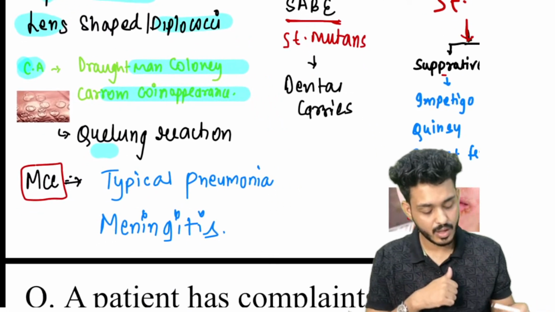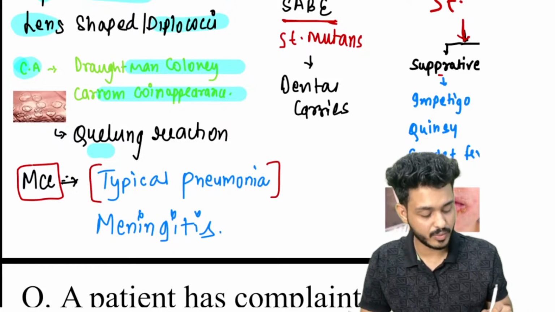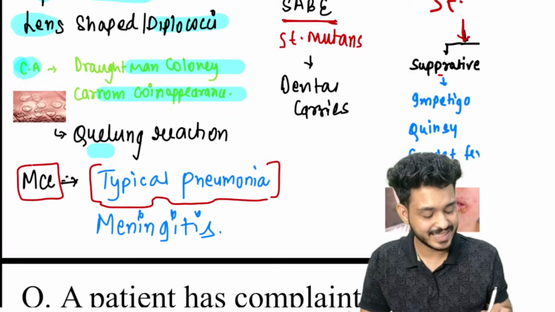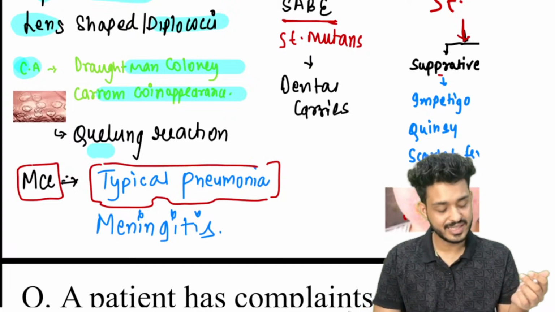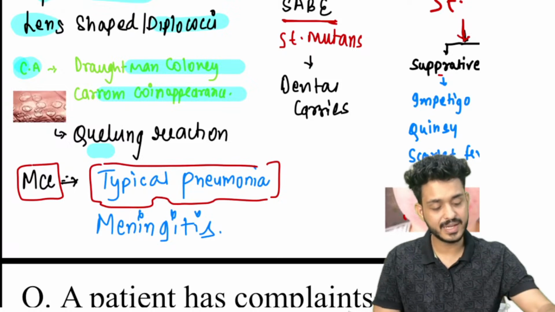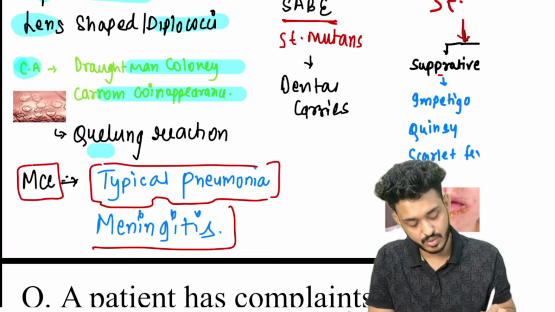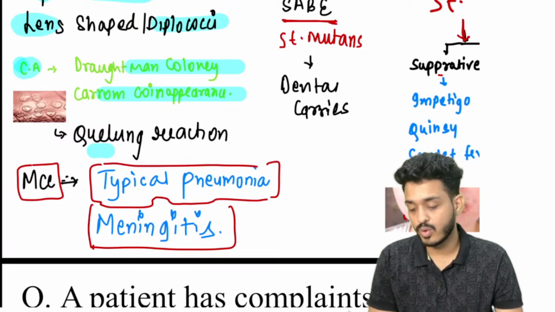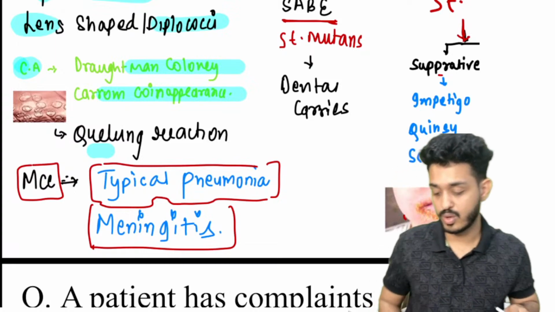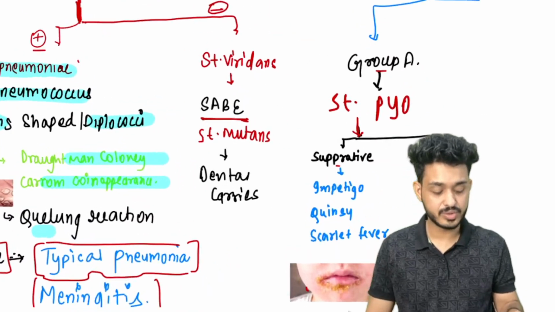Okay, this one will be the most common cause of two things. One is typical pneumonia. What is typical pneumonia? That is basically lobar pneumonia. We are having typical and atypical pneumonia. So that is the most common cause of typical pneumonia. Second thing, it will be the most common cause of meningitis overall. Meningitis, the most common cause overall will be Streptococcus pneumoniae or pneumococcus. These are the important points you should be knowing.